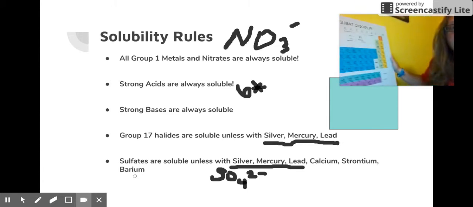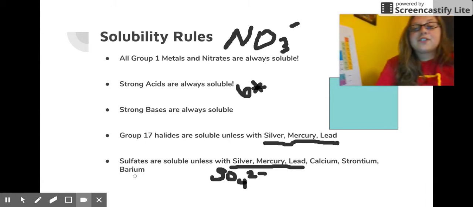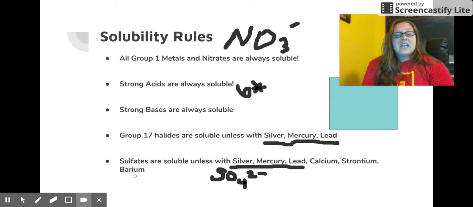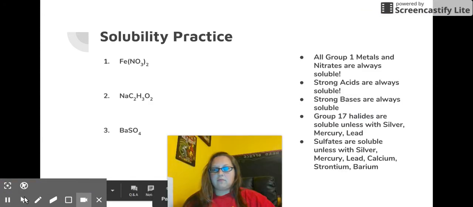On the periodic table, calcium, strontium, and barium are very close together. They're in the same group, group 2. They're all 3 in this group 2 right here. So if sulfate is with any of those 6, it will not be soluble, so it'll stay together and form a precipitate. It will not break apart into its ions. So that's it for our solubility rules. Now let's see if we can put this to practice.